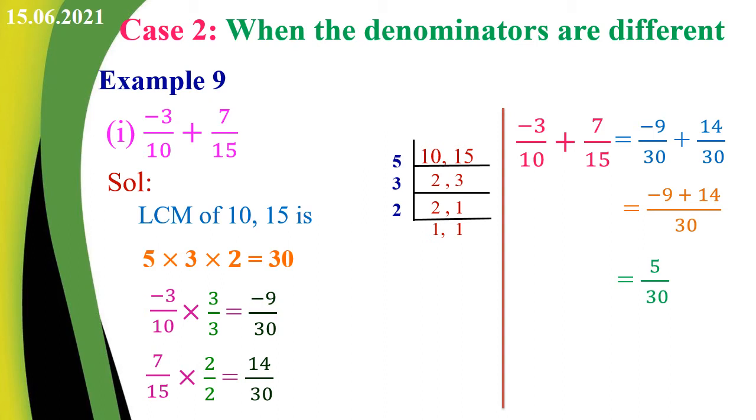The third step, reduce to lowest term. Common factor of 5 and 30 is 5. So take 5 table. 1 5s are 5. 6 5s are 30. The final answer is 1 by 6.